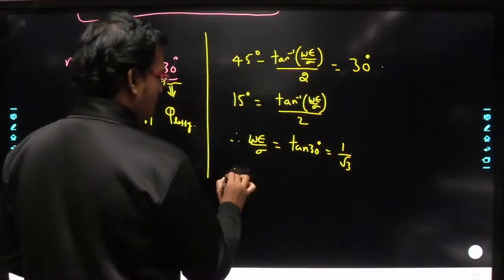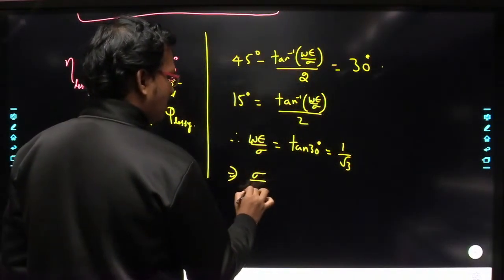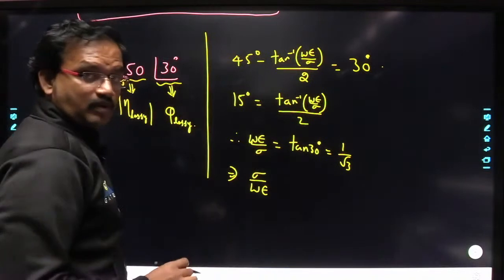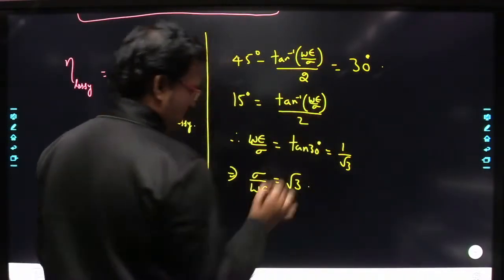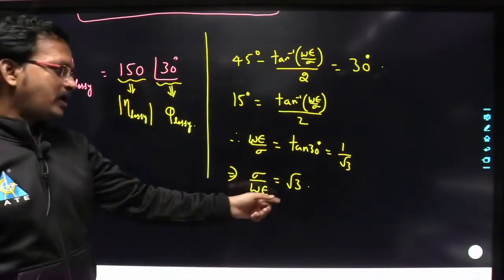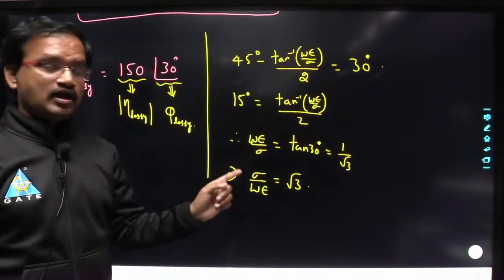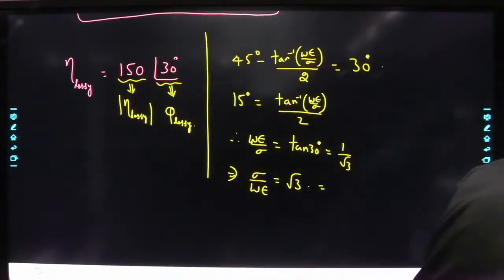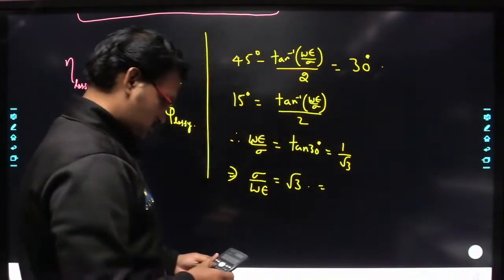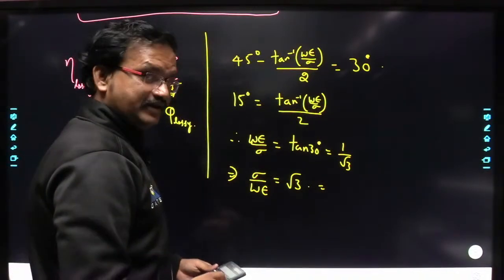So from here we can determine the sigma by omega epsilon ratio. The sigma by omega epsilon ratio is equal to root 3. If you observe here, we got root 3. Root 3 means how much? 1.73 or something like that. Yes or no? So root 3 is nothing but 1.73.